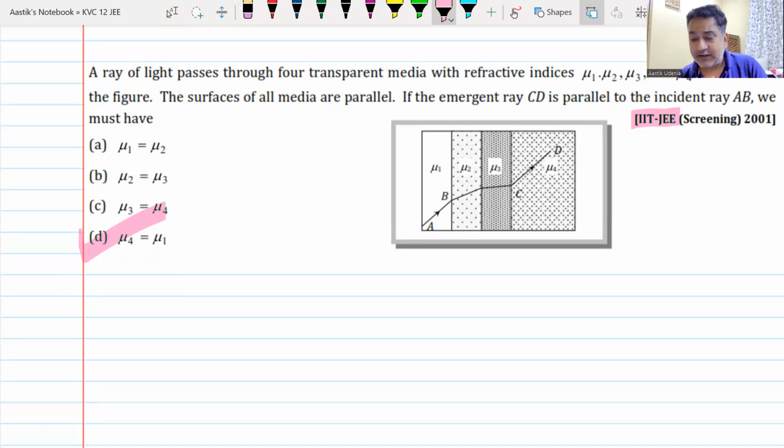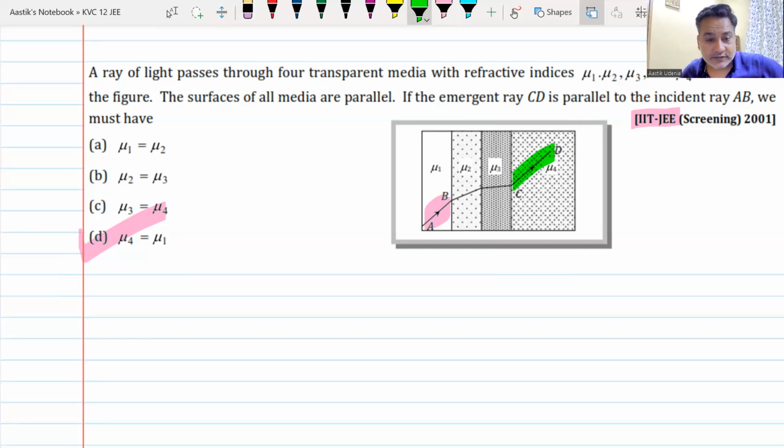Everyone got the answer? How did we get it? For the incident ray and the emergent ray to be parallel, both the media should have the same refractive index. Yes or no? I told you that. Yes, sir. That is the concept that you have to apply. Once you apply that concept, everything else is pretty simple. Again, as you can see, these are questions from the IIT-JEE.